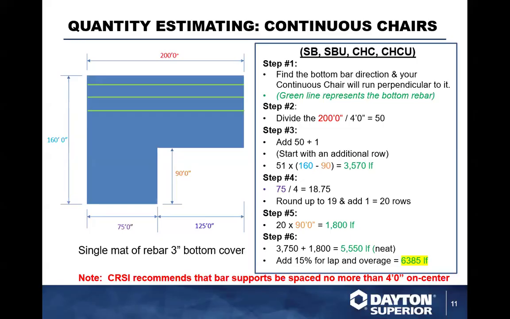Here you're going to take the 200 divided by 4, because I'm going to space slab bolster at 4 foot on center because it is going to cost you more originally. The 4 foot will accommodate the bar load. Depending on sizes, you shouldn't have an issue, but typically CRSI recommends everything 4 foot or less. So here I'm going to have 50 rows of bar supports running transversely in this slab. So I'm going to add one to start with. So that's always a rule of thumb. So I'm going to have 51 rows.